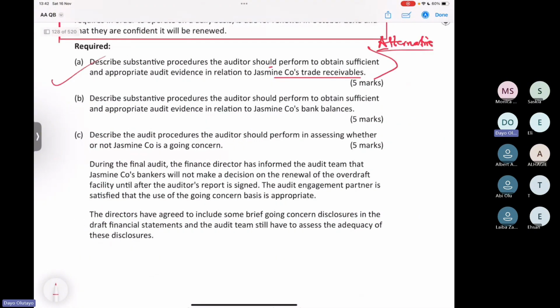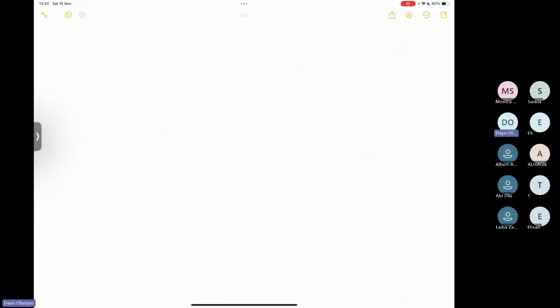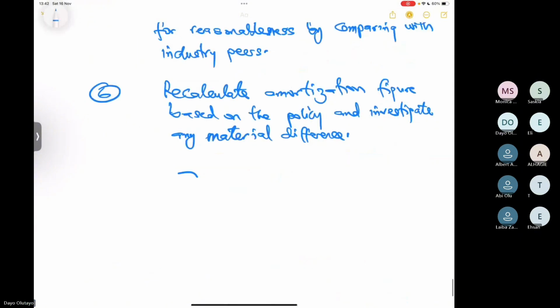We'll start with this. Describe substantive procedures that you should perform for bank balances. So you need a minimum of 5 procedures. So let's form those procedures for cash and bank. Minimum of 5. And that was how we started this class.